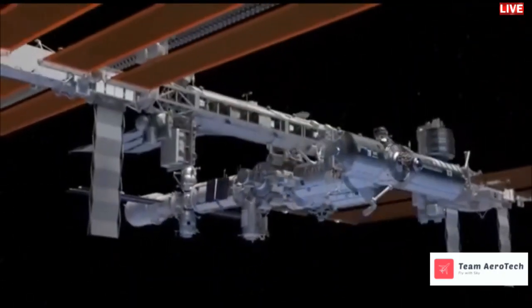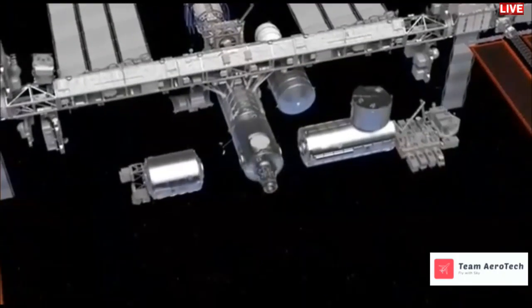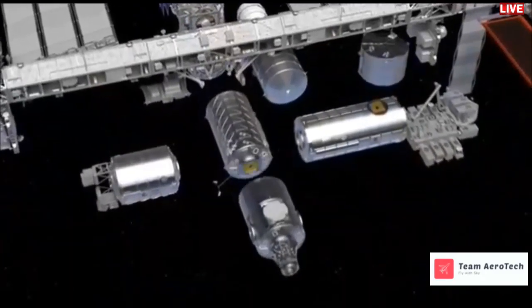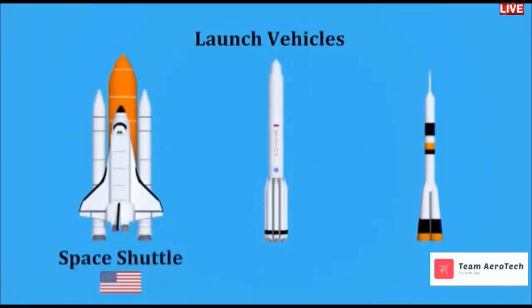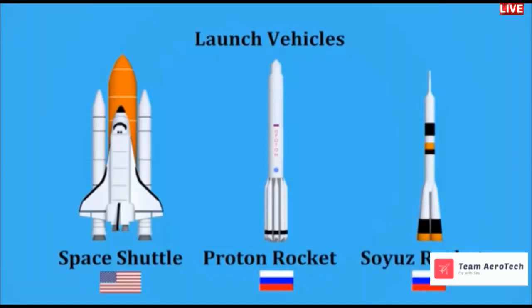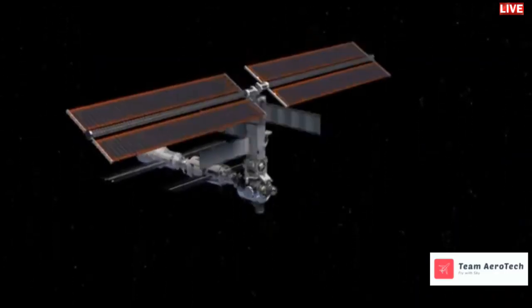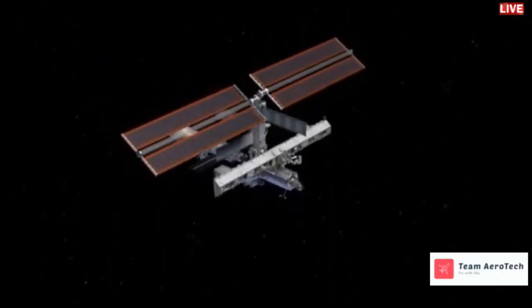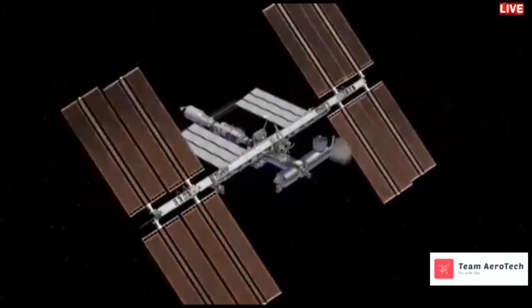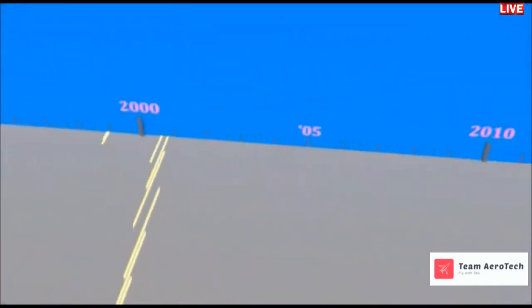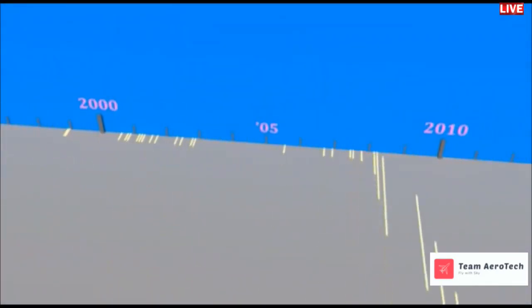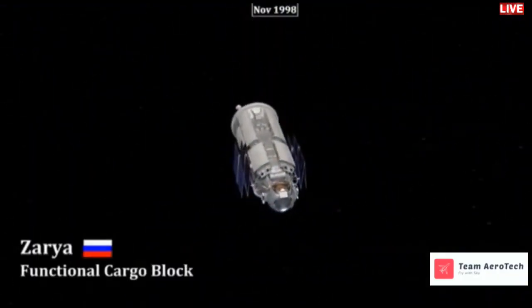The different pieces of the station are also called nodes, and they were built in many locations around the globe. Each module was launched into space by one of three rockets: the American Space Shuttle, the Russian Proton rocket, and the Russian Soyuz rocket. Now it's time to put all the pieces and parts together once construction of the International Space Station started, and here each of these lines represents an additional new module to the station. So now let's start from the very beginning.